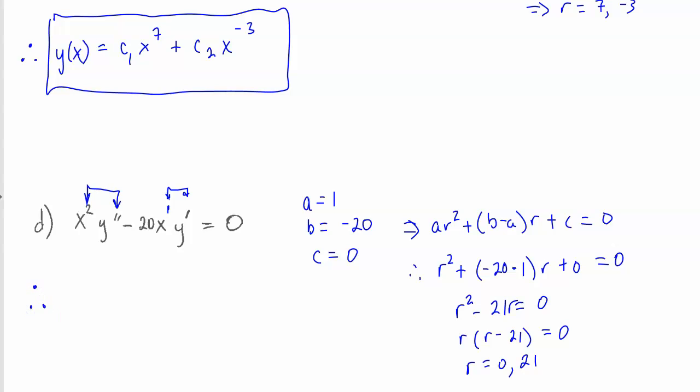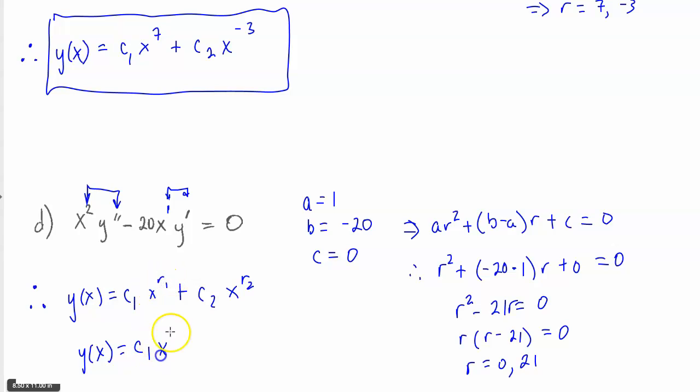And so therefore, because of that, our general solution here, I'll just write the general form here. And of course, R1 will be 0, so x raised to the 0, and R2 will be 21. And of course, this x raised to the 0 here, all that is just 1. So it just ends up being C1 plus C2 x raised to the 21 will be our general solution.